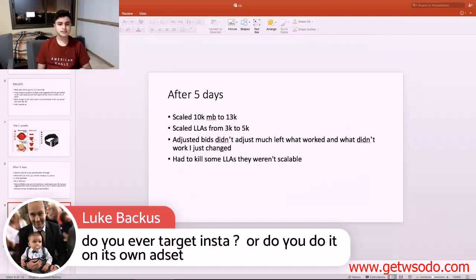And after 5 days, scaled 10K manual bidding to 13K. I scaled the lookalikes from 3K to 5K, and I adjusted the bids. Didn't adjust much, left what worked, and what didn't work, I just changed the bids. Had to kill some lookalikes because they were not scalable. Everything is good so far. Do you understand day 3 and day 5? Any questions about day 3 and day 5?